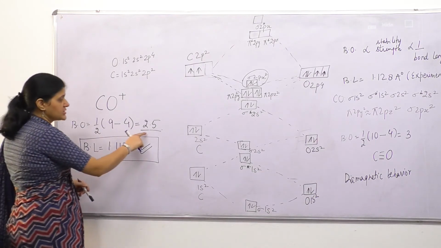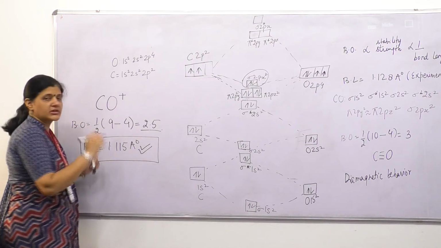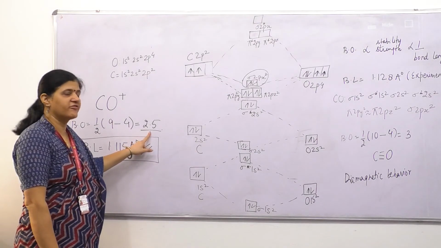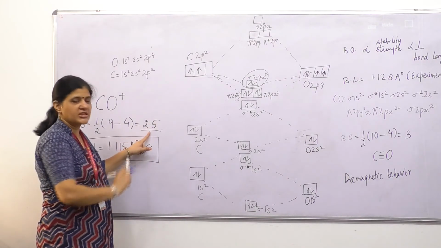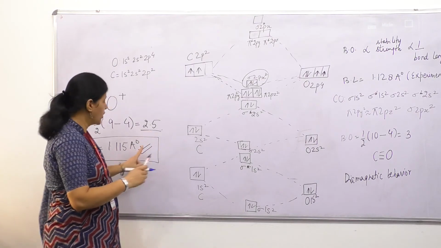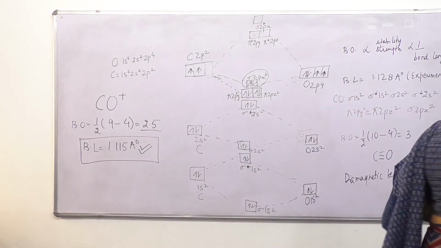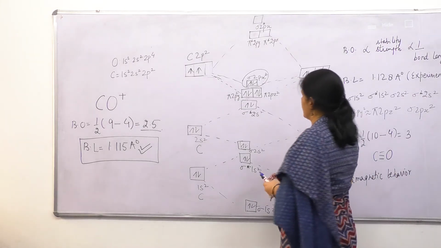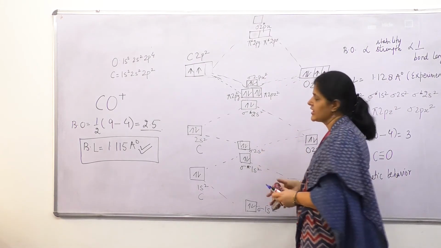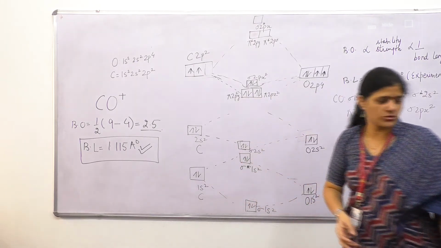Fine. But this bond order has something to do with it. Therefore, it was further studied that this bond length is correct, but this bond order which we have calculated from this diagram is not correct. We have to calculate the bond order again, which will correspond to this value. Fine. So, on further studies, it was found that spectroscopic data shows that the electron which is removed to form CO plus is from this orbital, sigma anti-bonding 2s2.